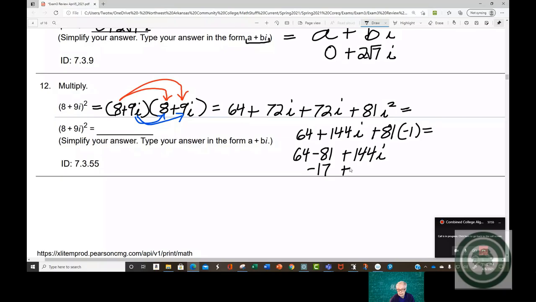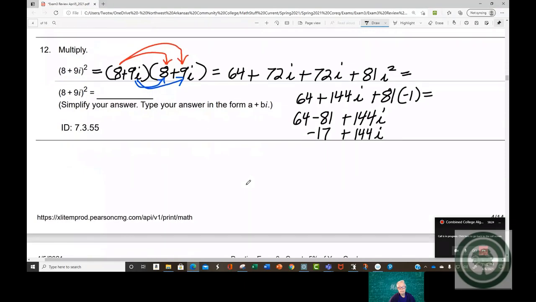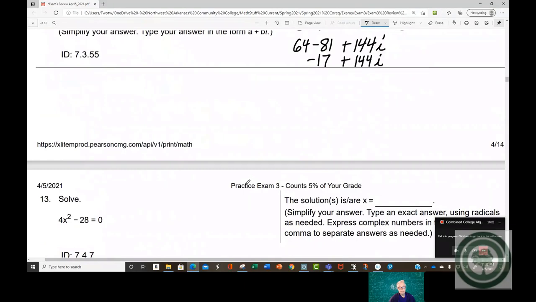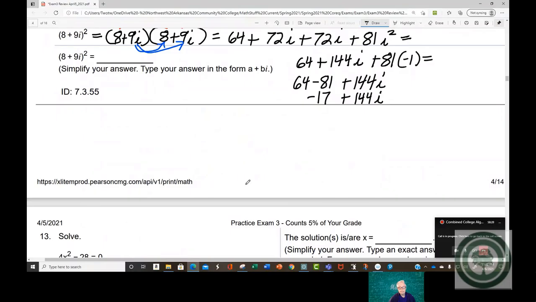Sixty-four minus 81 is -17. So -17 plus 144i. See, your answer is kind of automatically in a plus bi form. But if for some reason it were not, you need to put it in a plus bi form.